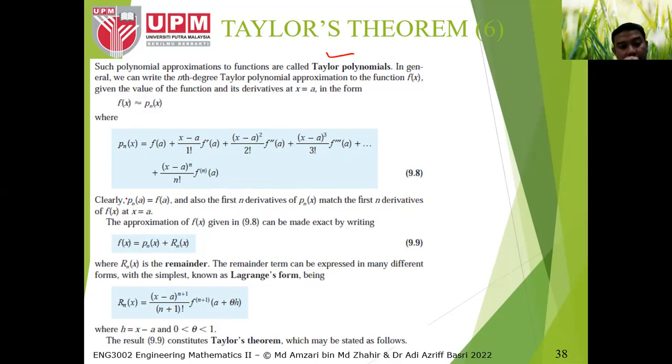So we know clearly that f(a) equals P_n(a). So the first derivative of P_n can match the derivative of f(x) at x equal to a. Then the approximation of f(x) is given by f(x) equals P_n plus R_n, where R_n we call the remainder. And the remainder term can be expressed in many ways, the simplest one being the Lagrange form. So R_n is equal to this Lagrange form.